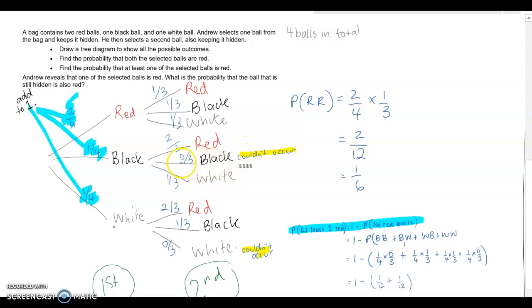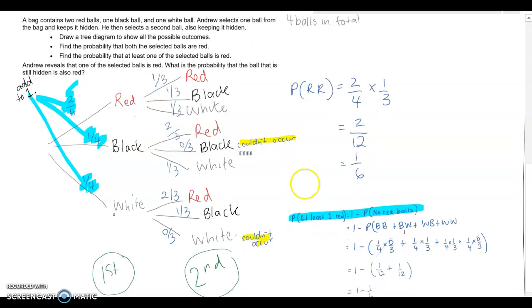This part really, where there's 0 out of 3 for the black, doesn't happen because we're not drawing a black, but it's got the 0, so I've left it in there, but you actually could leave that little section out. So I popped that in there and said that that could not occur.